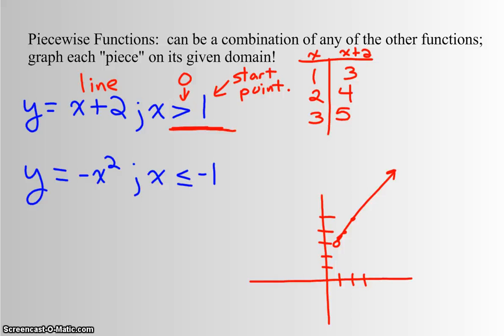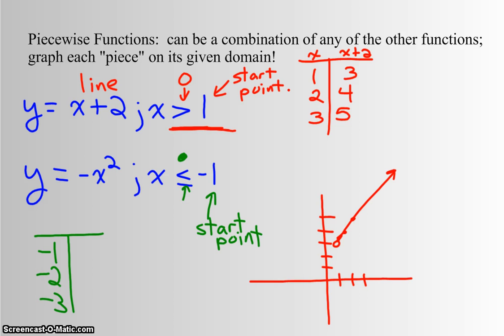Now I need to graph y equals negative x squared. So again, I need to look at my start point, which is negative 1. And this time, because of that little line underneath there, that means less than or equal to. So the value at negative 1 is included. So when I make my XY table, I am going to be sure to include that point. I start at negative 1, but because it's less, I'm going to go down. So negative 1, negative 2, negative 3.